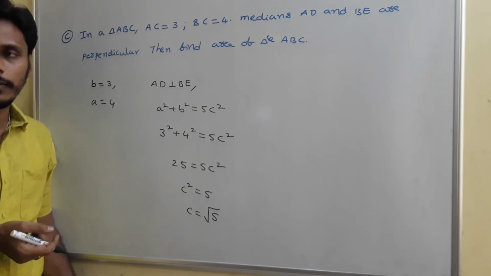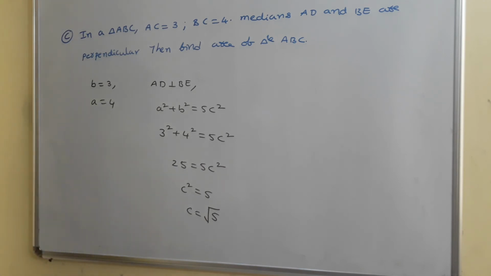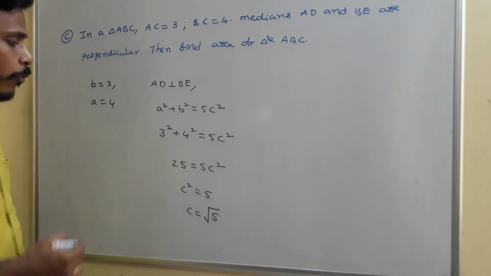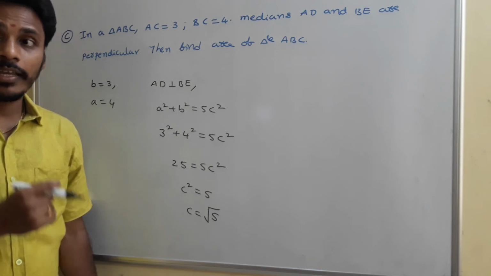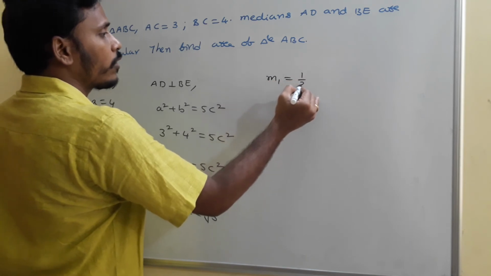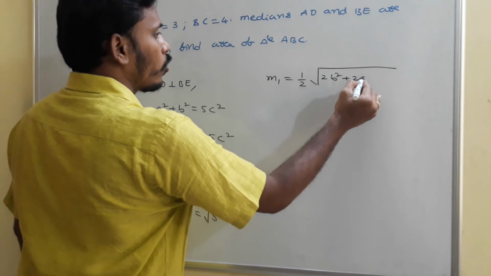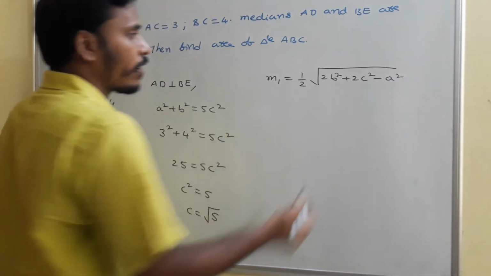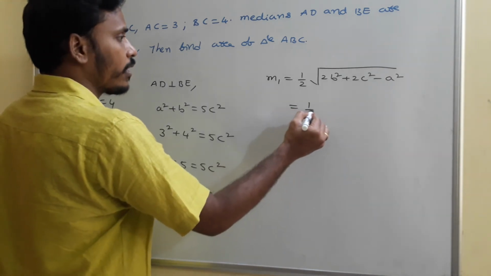And after having this A, B and C, we need to find the area of the triangle. There are different possibilities to find the area of the triangle, and one among those I will use. Okay, what it is, I am going to find the lengths of m1 and m2. What? M1 and m2. Just have a look. So m1 is equal to how much? M1 is equal to half root of 2b square plus 2c square minus a square. Is it right? M1 is equal to half root of 2b square plus 2c square minus a square.